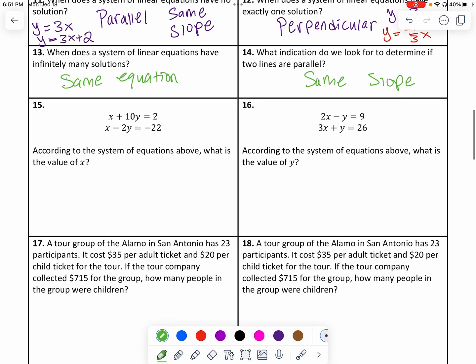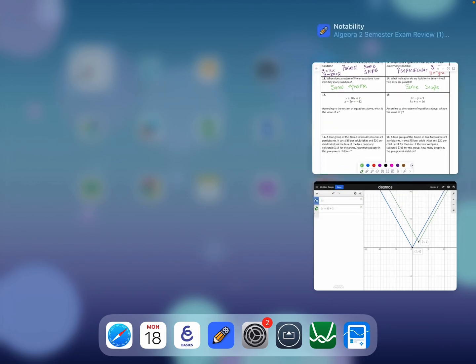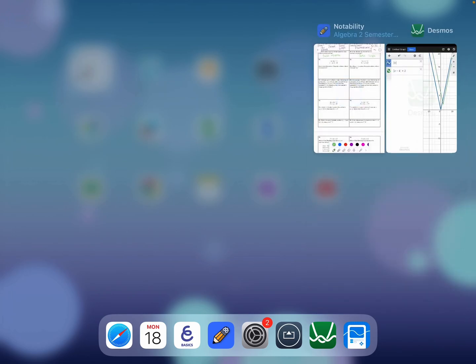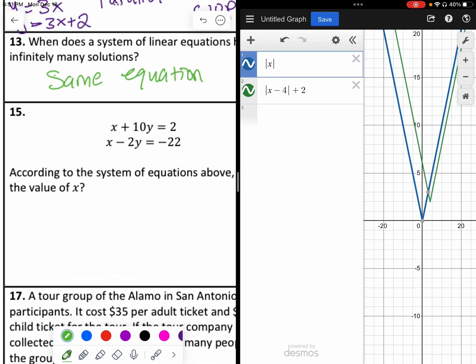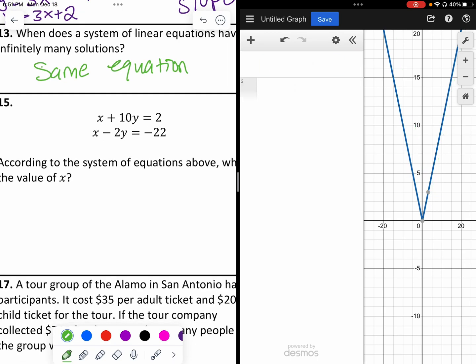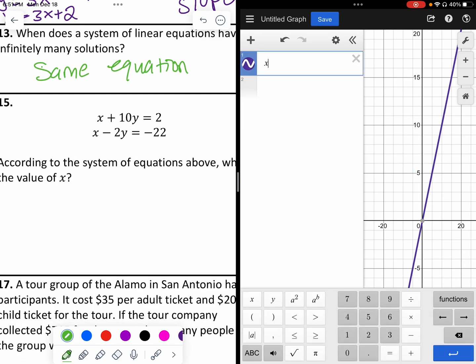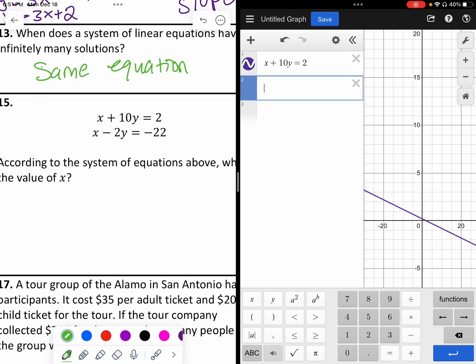Now, for 15 and 16, what I'm going to say, just graph them in Desmos. That is the easiest way to find these. So I'm going to do number 15. So I'm going to pull up my split view because that's the easiest to see. There we go. Okay, so we will graph our first equation. So we'll have x + 10y = 2. And we will have x - 2y = -22.